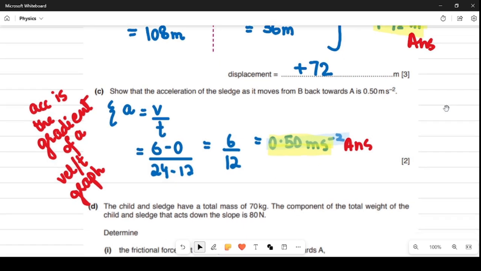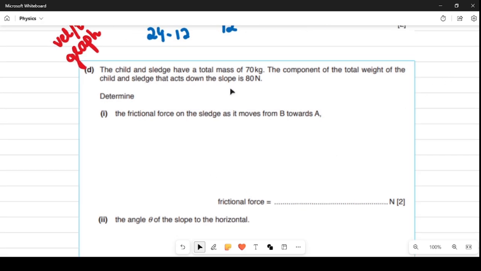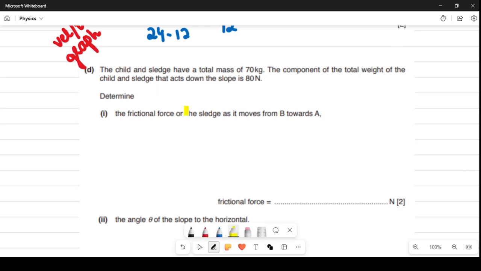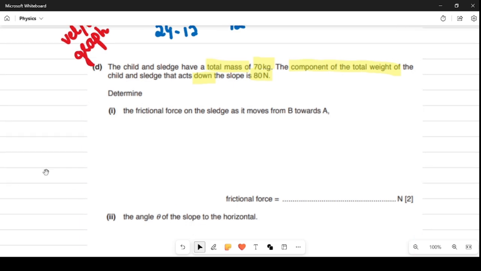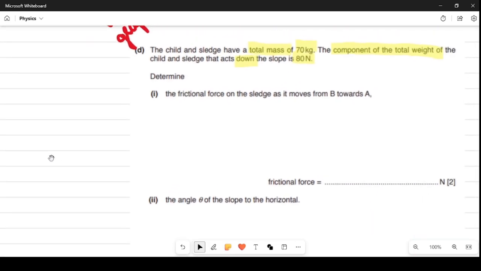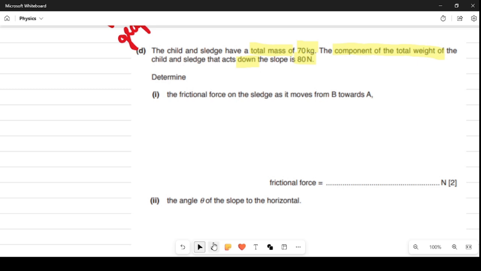Okay, let's move on. The child and sledge have a total mass, you already know that, we've discussed this, of 70 kg. The component of the total weight of the sledge that acts down the slope is 80 newtons. Total mass, component of the total weight, determine, okay. Before we read, what do we have to determine? Well, I've already seen the frictional force. But always remember to draw a diagram. You have to resolve it into its components.